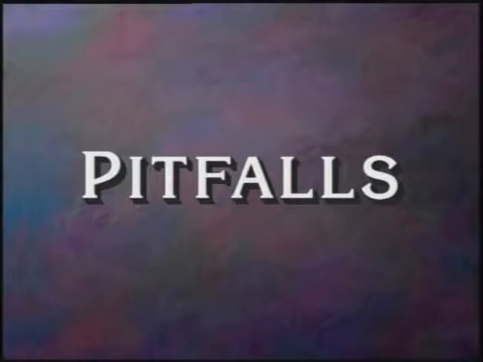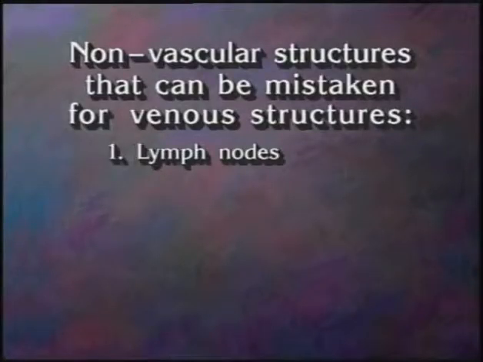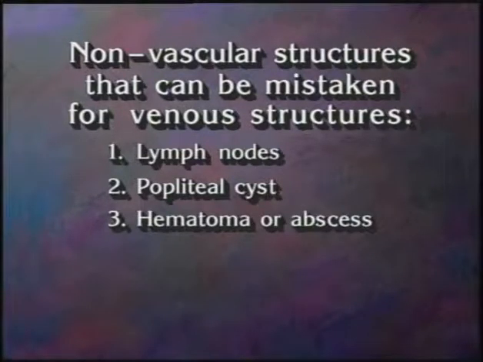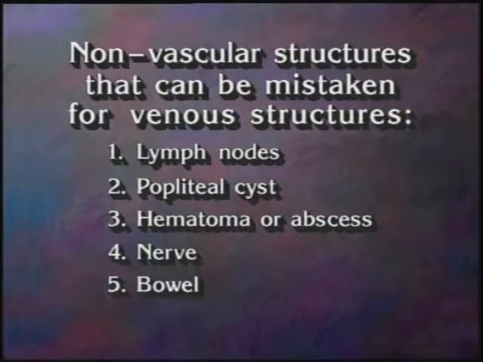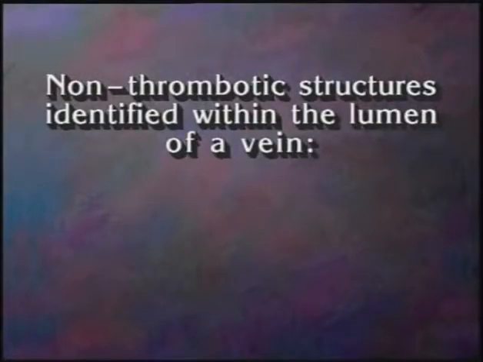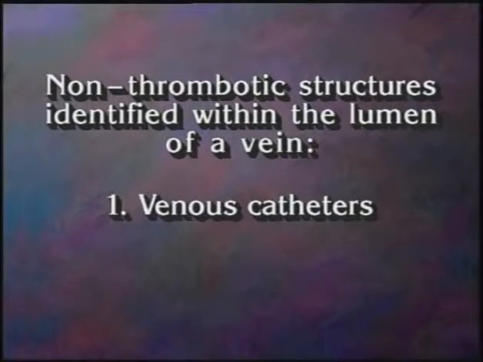The non-vascular structures most commonly mistaken for venous structures are: 1. Lymph nodes, 2. Popliteal or Baker's cysts, 3. Hematomas and abscesses, 4. Nerves, 5. Bowel, and 6. Edema. The non-thrombotic structures identified within the lumen of the vein that can be mistaken for thrombus are: 1. Venous catheters, and 2. Valves. Each of these situations will be discussed individually.